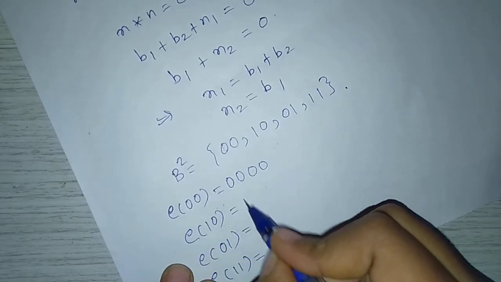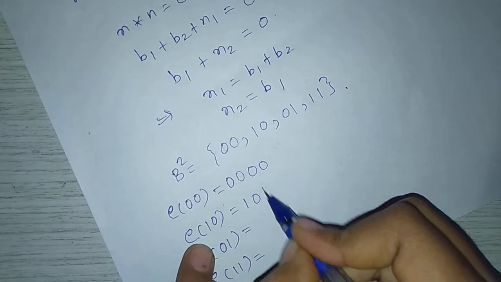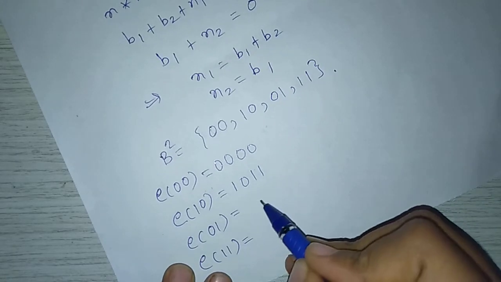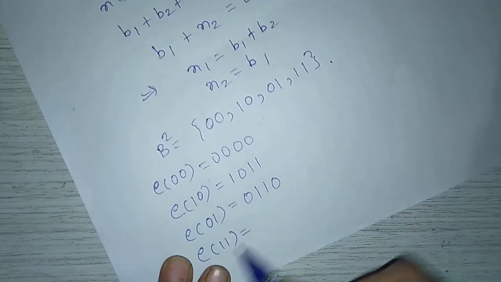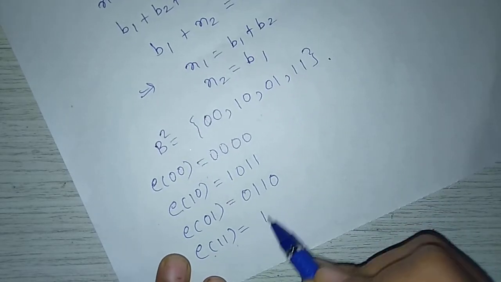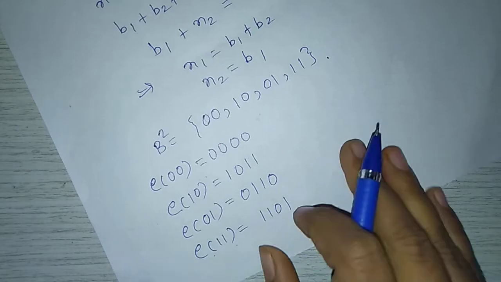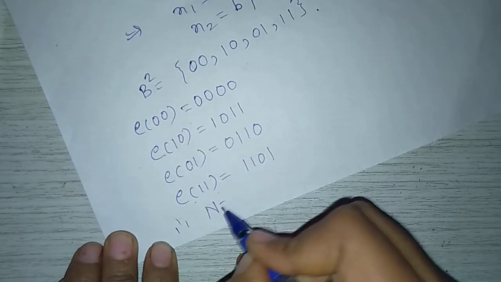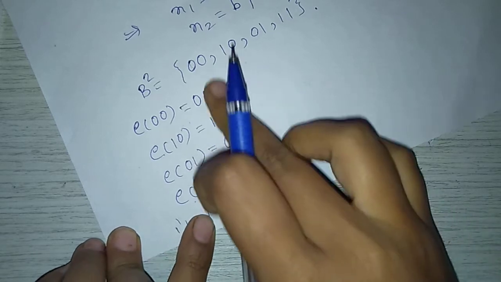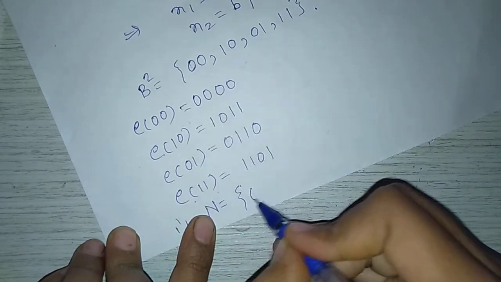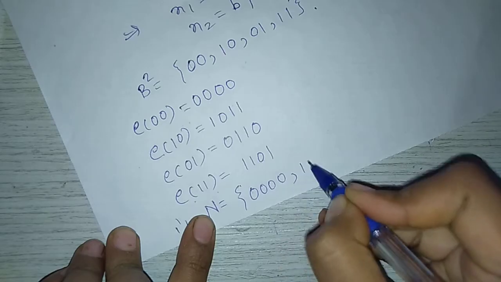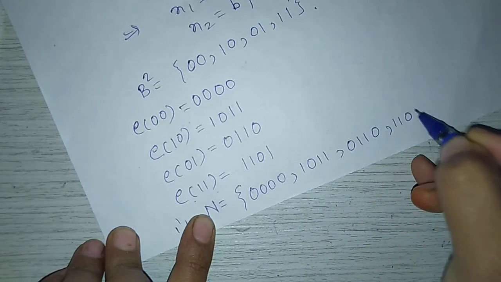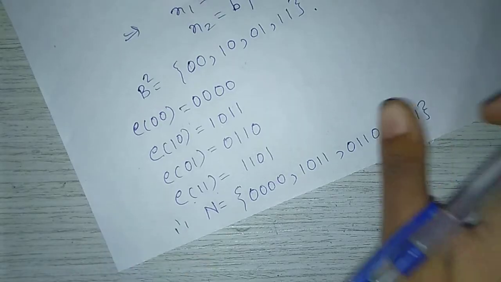Next e of 1 0 is 1 0 1 1. Next e of 0 1 equal to 0 1 1 0. E of 1 1 equal to 1 1 0 1. Therefore n is nothing but the set of code words. These are the code words: 0 0 0 0, 1 0 1 1, 0 1 1 0, 1 1 0 1.